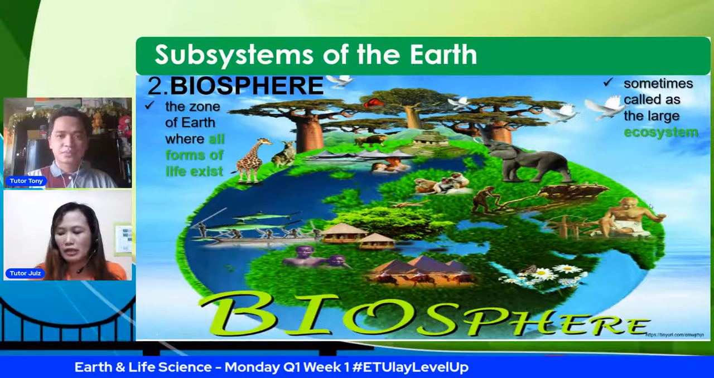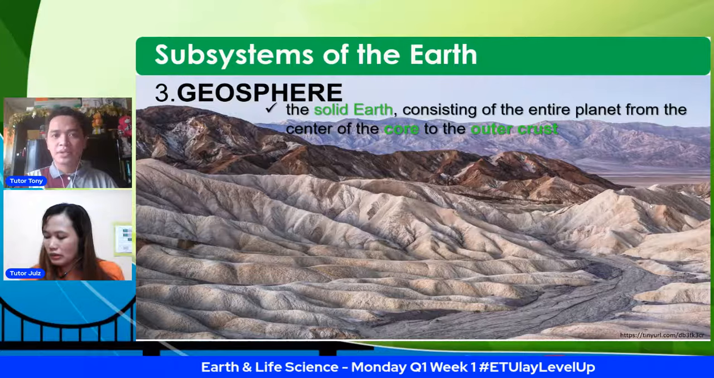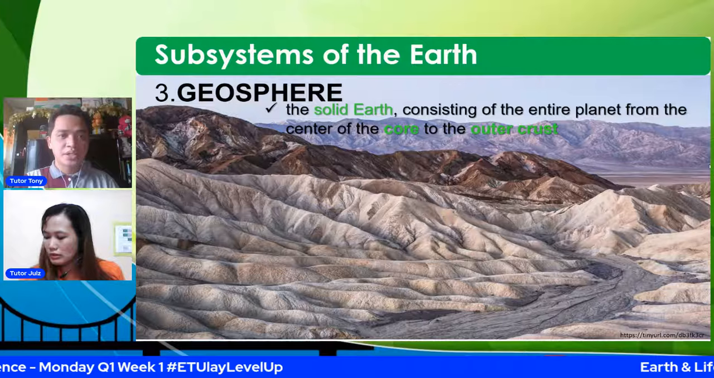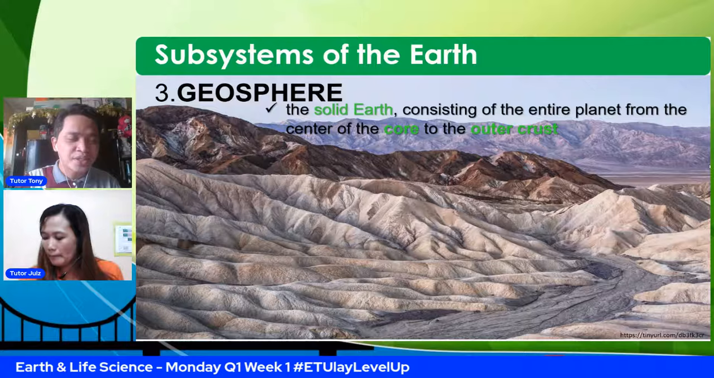Then next, we have the geosphere. The word is geo. Geo means Earth. The geosphere is the solid Earth consisting of the entire planet from the center of the core to the outermost portion of our crust. Of course, yung mga nakikita natin na landforms and all other land masses na present sa ating planeta.